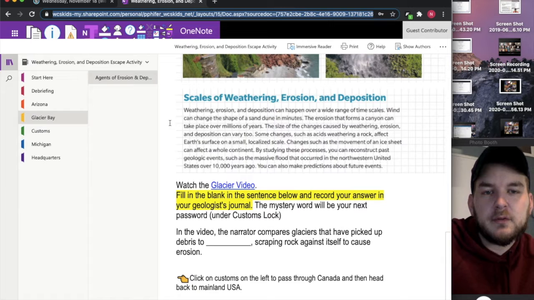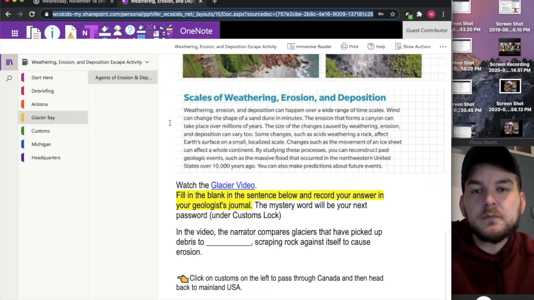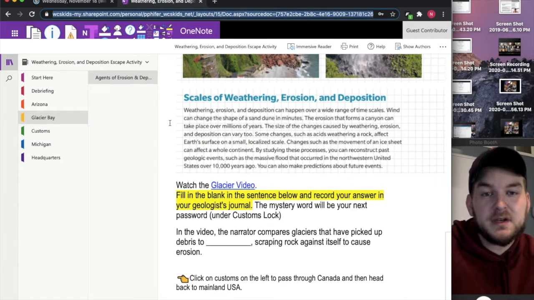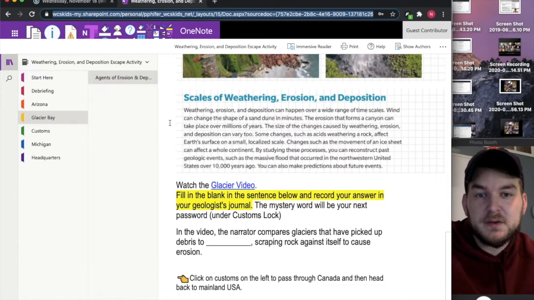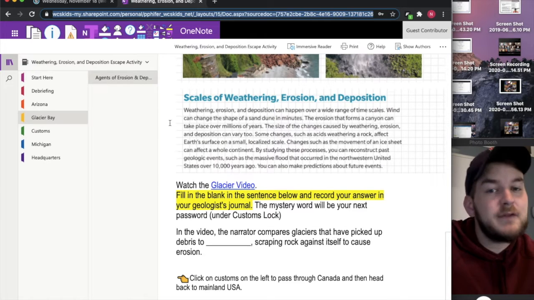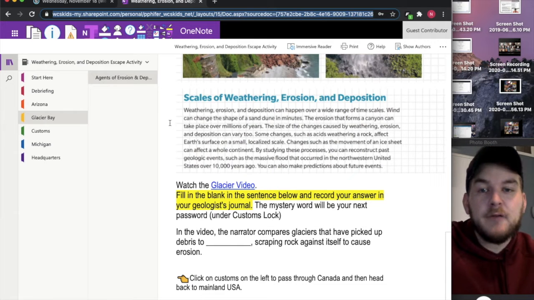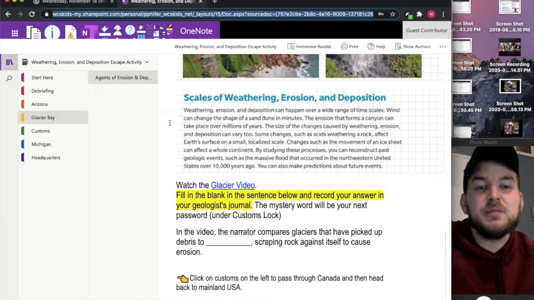Scales of weathering, erosion, and deposition. Weathering, erosion, and deposition can happen over a wide range of timescales. Wind can change the shape of a sand dune in minutes. The erosion that forms a canyon can take place over millions of years. The size of the changes caused by weathering, erosion, and deposition can vary too. Some changes, such as acids weathering a rock, affect Earth's surface on a small, localized scale. Changes such as the movement of an ice sheet can affect a whole continent.